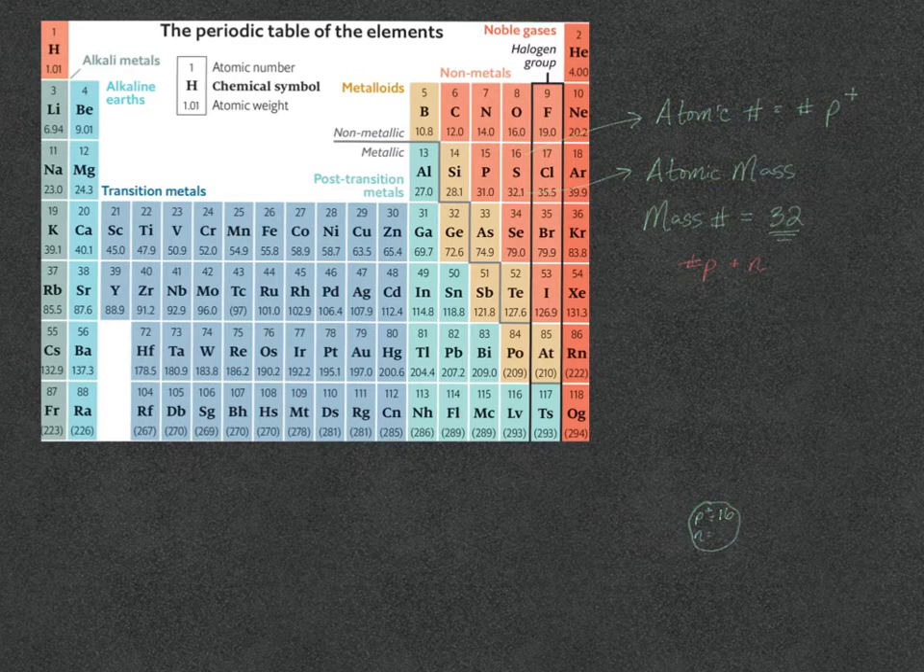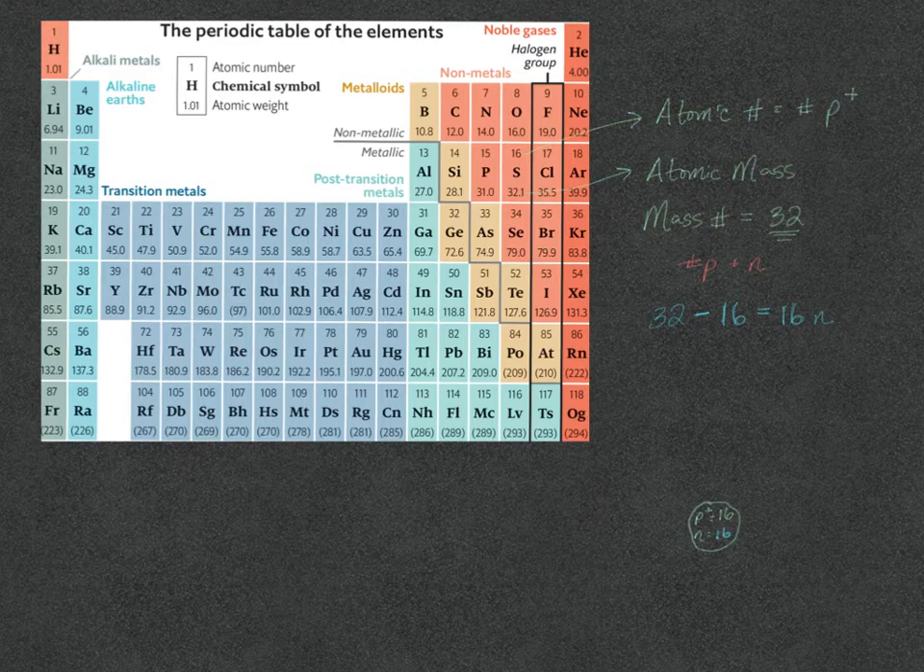Now, to determine the number of neutrons, again, let's use our mass number. We know that the mass number is the number of protons plus the number of neutrons. So all we're going to do is take 32, which was our mass number, minus 16, which was our number of protons, and that is going to give us 16 neutrons. So I'm going to write that into my nucleus. That's maybe the easiest part of a Bohr diagram.